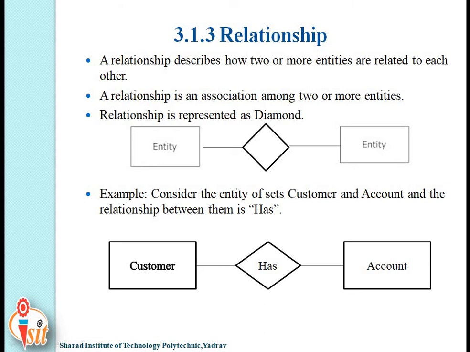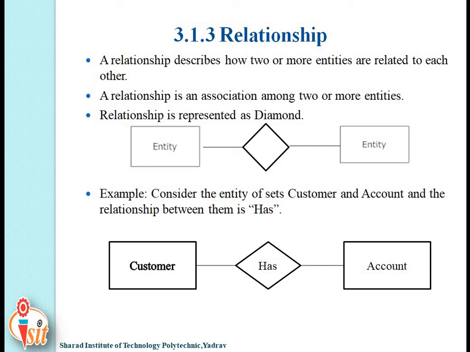Now, the last concept of today's session is relationship. What is a relationship? A relationship describes how two or more entities are related to each other. It is an association among two or more entities. As usual, the relationship is represented by means of a diamond having the relationship name. Here you can see there are two entities, and between them there is an association line having a diamond, which is called a relationship.